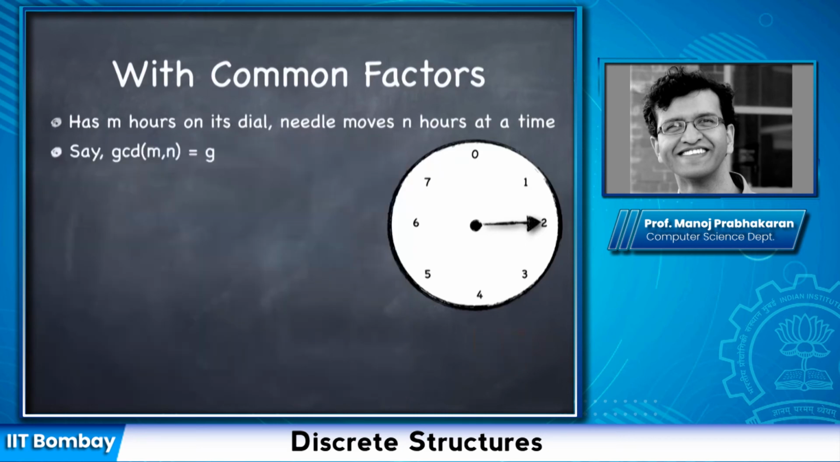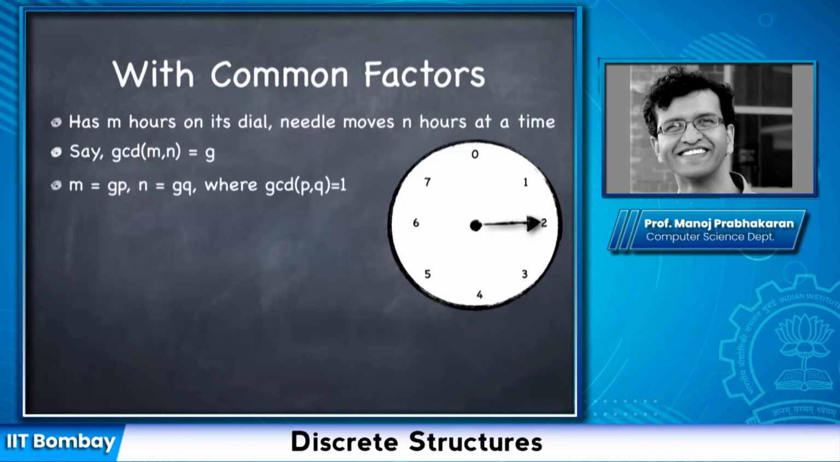So let's say m and n have a common factor greater than 1, and let's say the GCD is g. In fact, g could even be 1 for what I'm going to analyze, but for the case g equal to 1, we already saw what it looks like. So the interesting question is when g is greater than 1, some integer greater than 1.